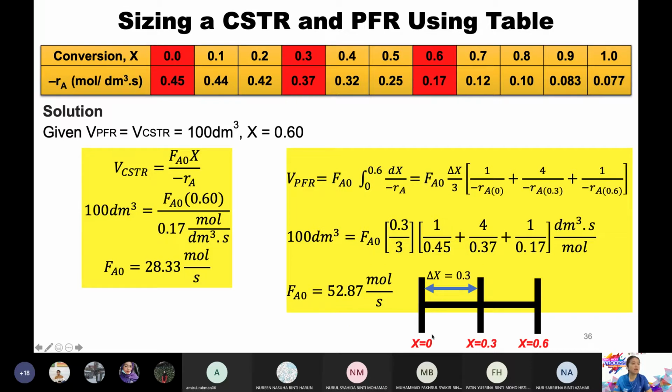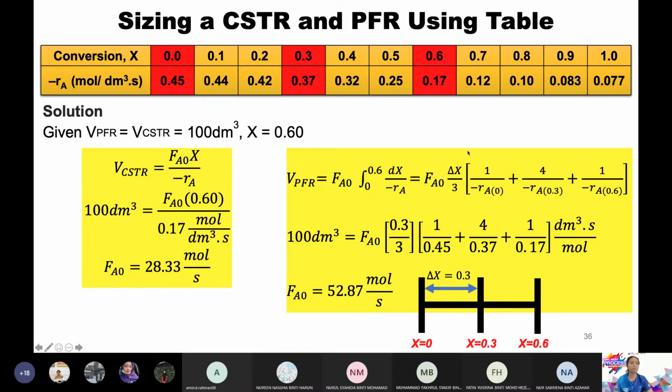So initial bottom limit 0, upper limit 0.6, middle X, my middle between these two is 0.3. Hence, my gap, my delta X will be either 0.3 minus 0, which is also 0.3, or kalau nak kira X gap, delta X at the back, 0.6 minus 0.3, also delta X 0.3. So delta X 0.3 divided by 3. Kenapa bagi 3? Simpson's rule kata divide by 3.